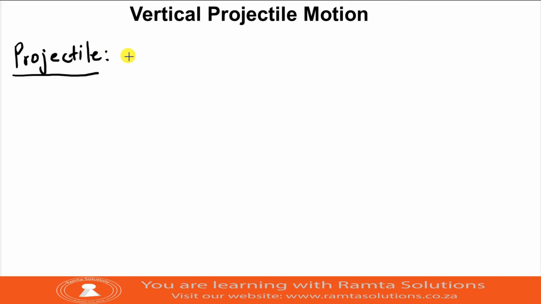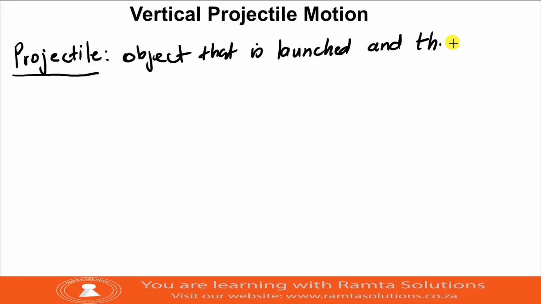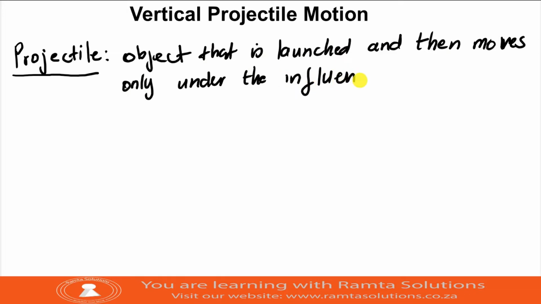Now, what is a projectile? A projectile is an object that is launched and then moves only under the influence of gravity. Let me write that down. So it's launched and only moves under the influence of gravity.